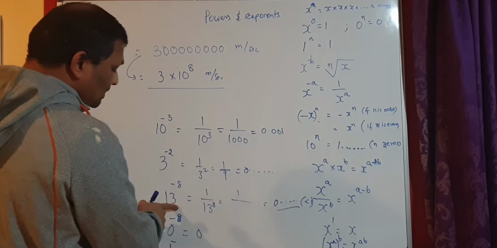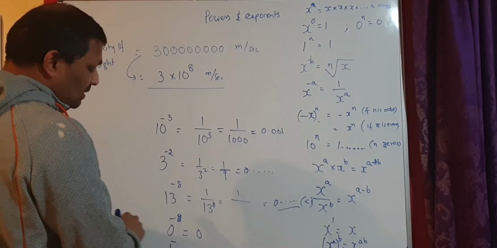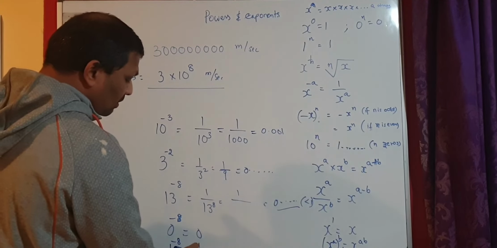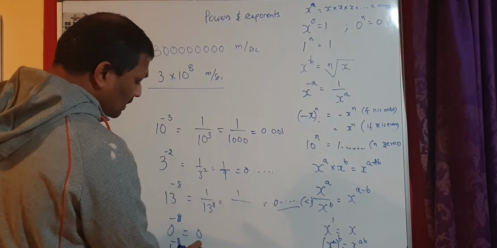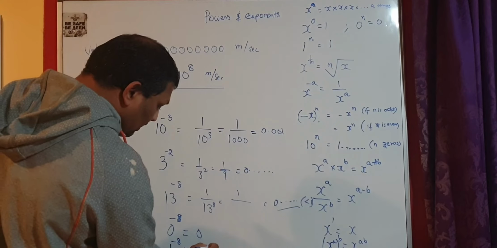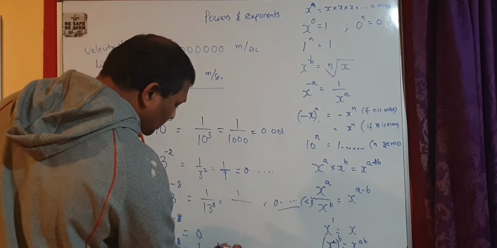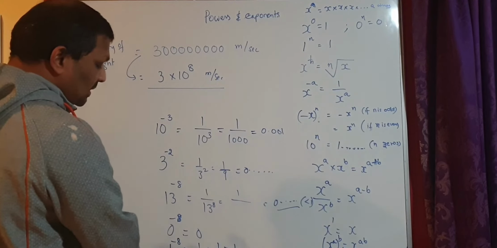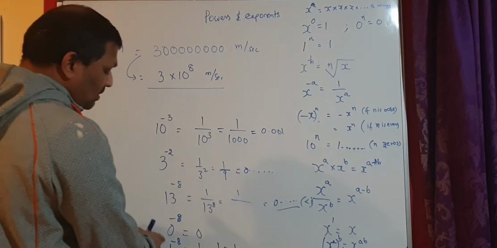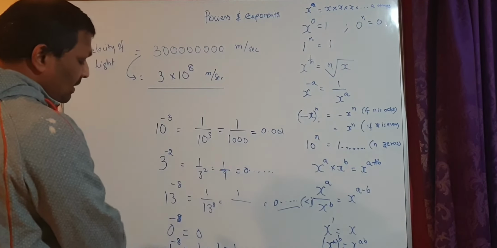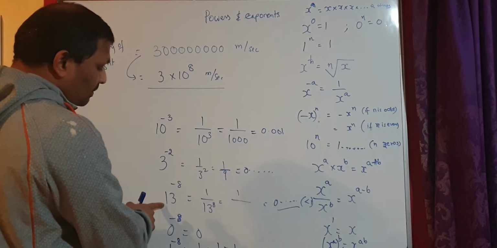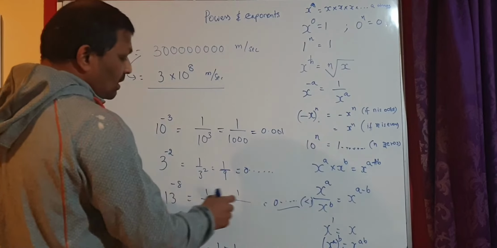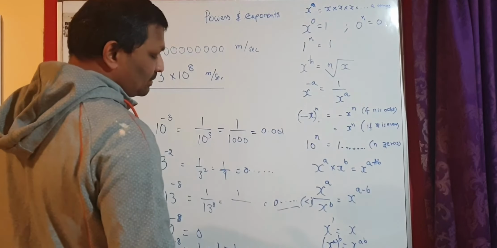The reason why I am saying this number should be more than 1 is that, for example, if I take 1 to the power of minus 8, it's going to be 1 by 1 to the power of 8. Okay, that's going to be 1 by 1, that is equal to 1. So 1 to the power of minus 8 is 1, 0 to the power of minus 8 is 0. Okay, so 0 and 1 are exceptions. Any number that is more than 1, if you raise it to a negative power, you will get a value less than 1.